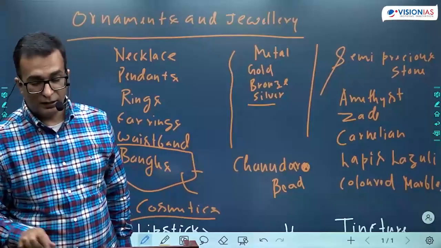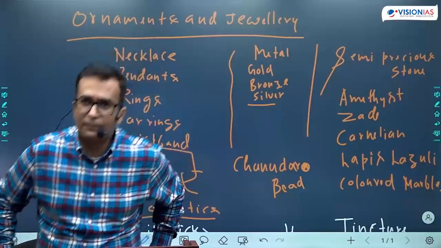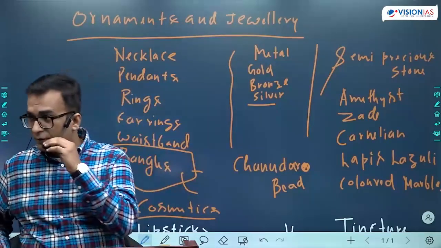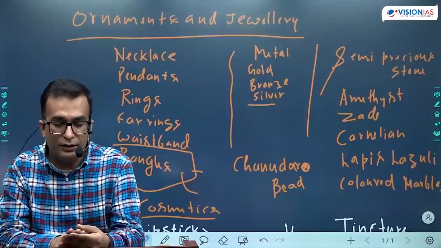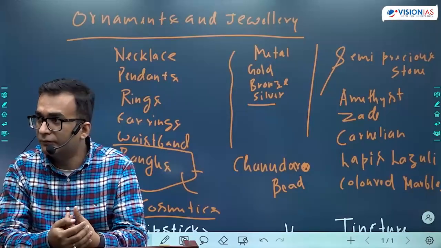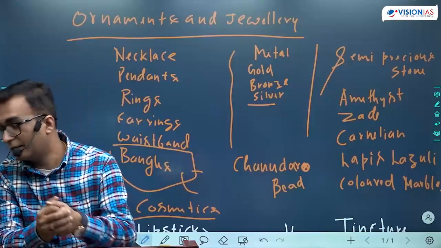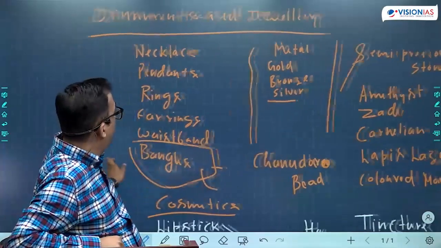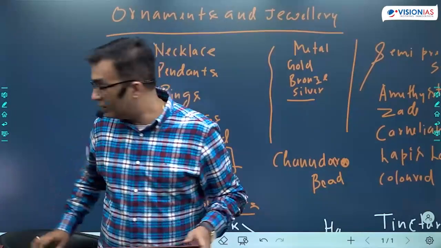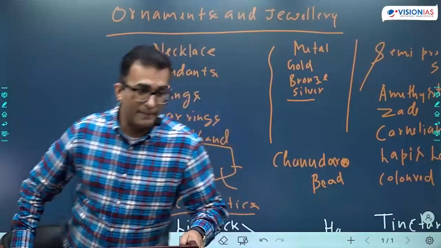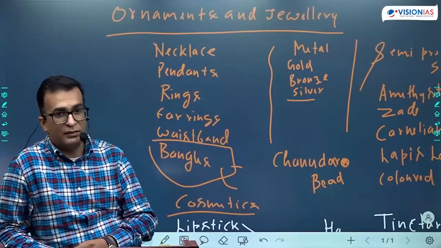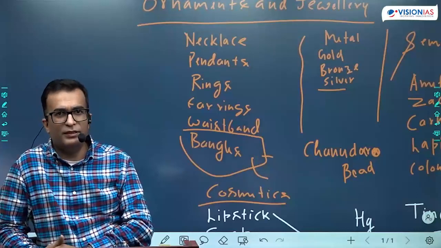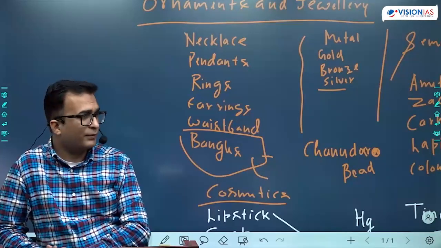Indus Valley people had a great fashion sense, and they used variety of ornaments. They used variety of ornaments like, so the list you mentioned: necklace, pendants, rings, earrings, waistband and bangles. What is waistband? हाँ, कमरबंद, ठीक है. So waistband and bangles.